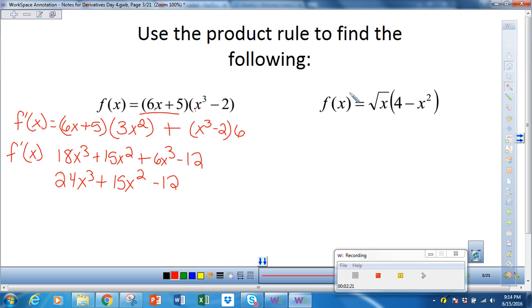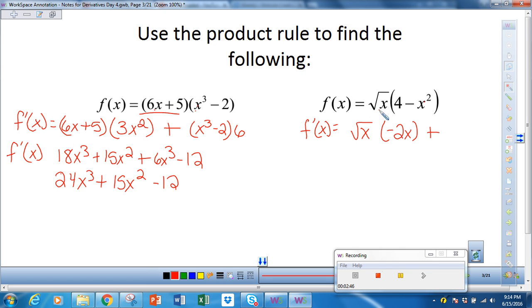For this one, we want to do the same thing. We could multiply, we could distribute this and find the derivative, or we could use the product rule. Let's do the product rule. So we have f prime of x. We're going to keep radical x the same and take the derivative of 4 minus x squared, which is negative 2x.